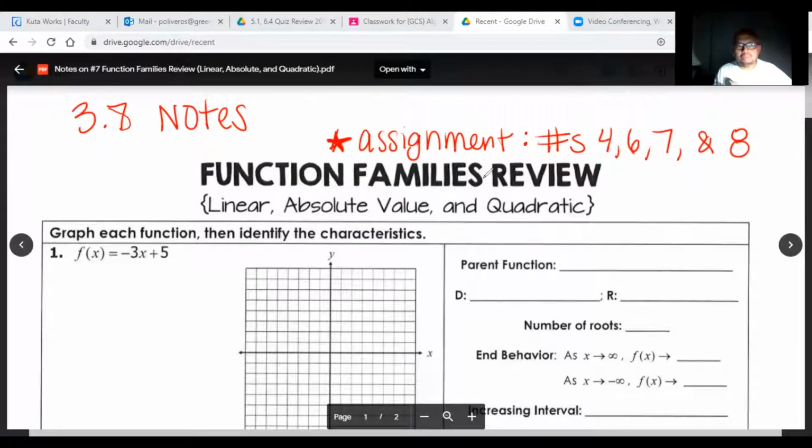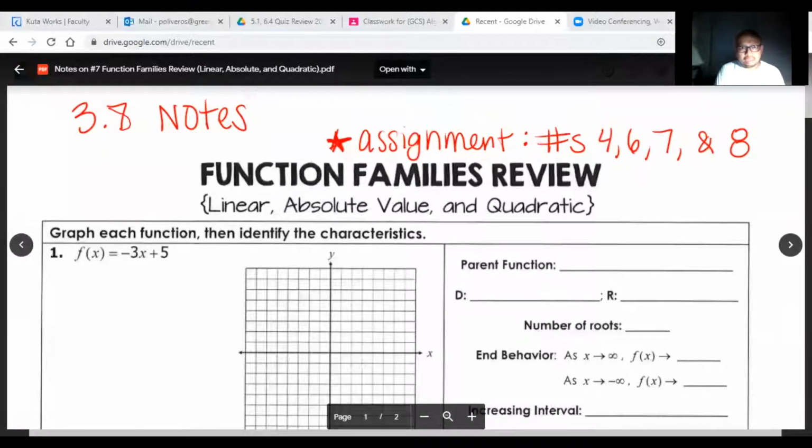Today we're going to do 3.8 notes on function families, a review of what we have covered for this chapter. We have learned already how to graph linear, absolute value, and quadratic. Before we proceed, you have to understand that there are more than this. There are more functions involved for this course that we're going to learn: the square root, the radical, the reciprocal, a lot more. But right now we have the linear, absolute value, and quadratic.